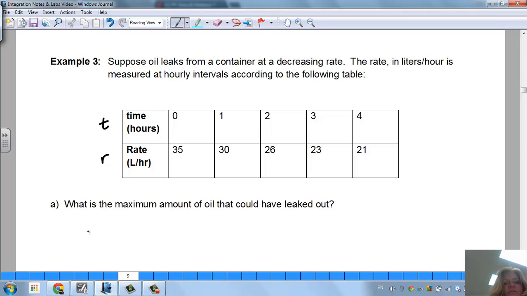All right, suppose the oil leaks from a container at a decreasing rate. Now this makes a difference. Notice the rate is slowing down. Before, we talked about an increasing rate. So let's see if we can estimate under the curve.